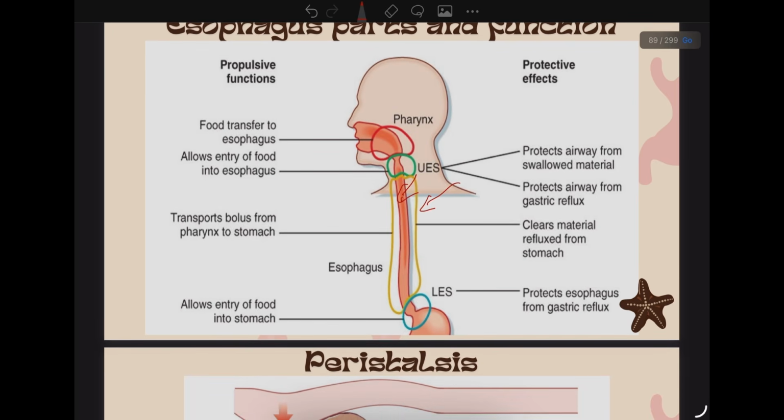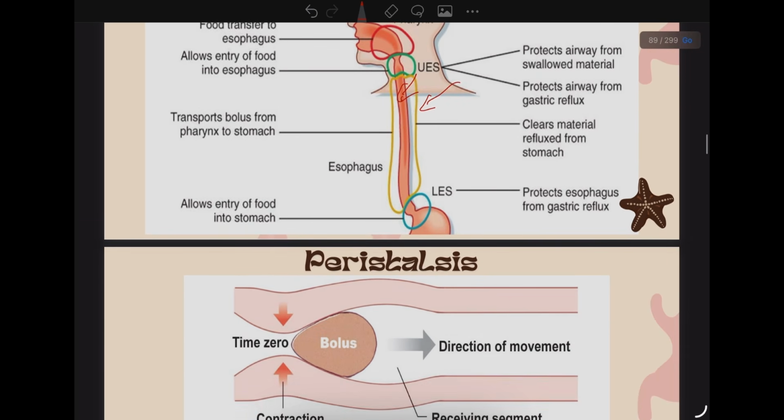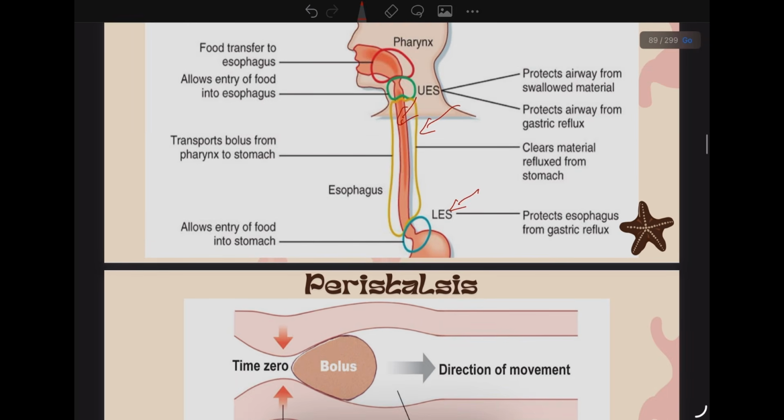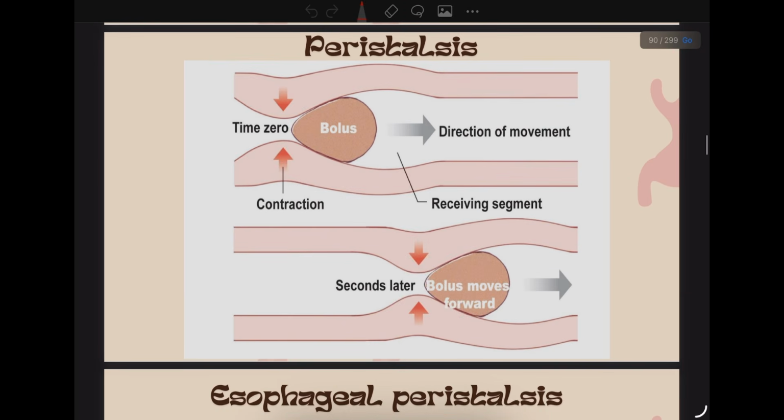The middle part of the esophagus pushes food down and all of that. I mean, these things are actually very self-explanatory. I don't know why I'm doing this. But anyways, the lower esophageal sphincter is also to protect the food from coming back to the esophagus and so on. Now we want to talk about peristalsis.